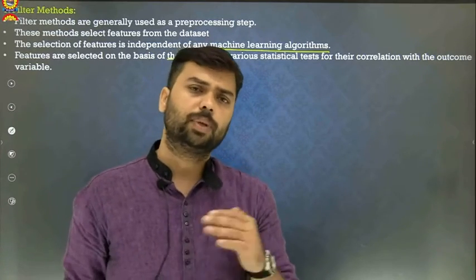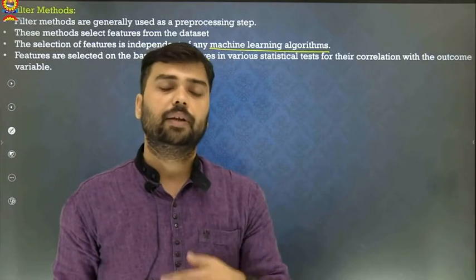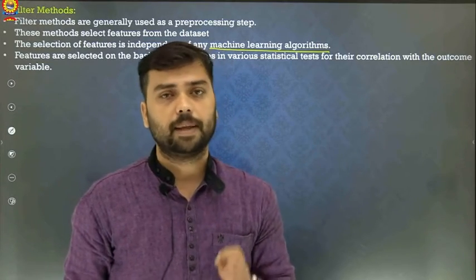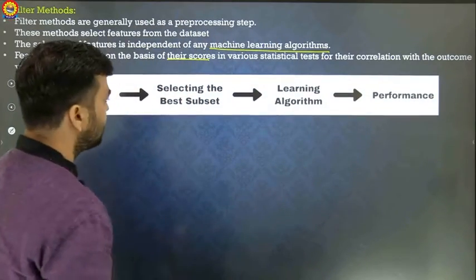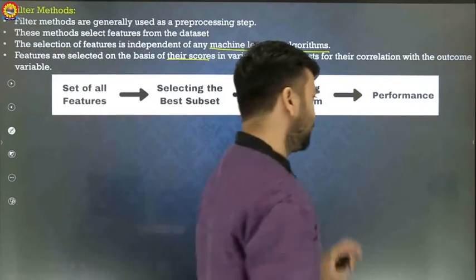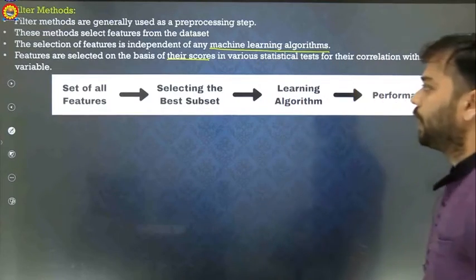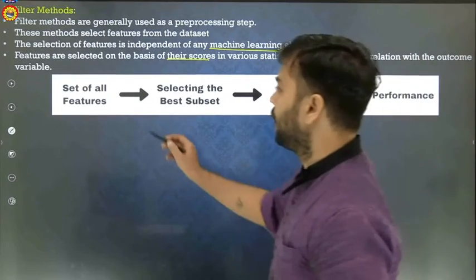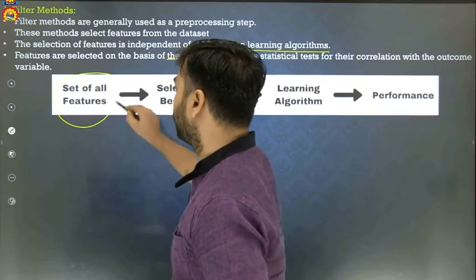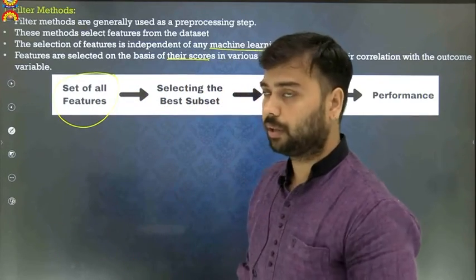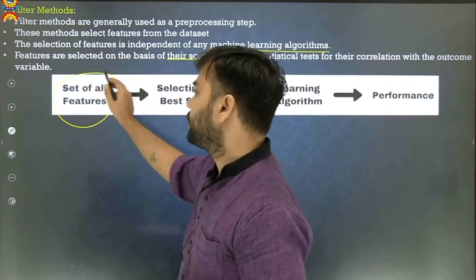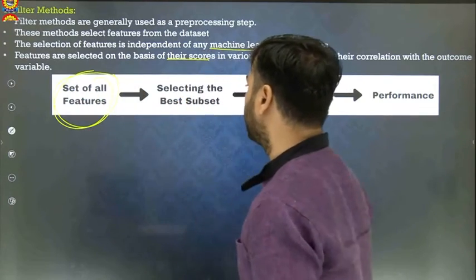So on the basis of the score of the features, the filter method selects the features. Then it is a simple graphical representation of filtering. We have the set of all features. We have the data set. In the data set, we have a number of columns, and those columns are known as the features. The column names are the features, and we take all the features. Among those features, we select the best subset.